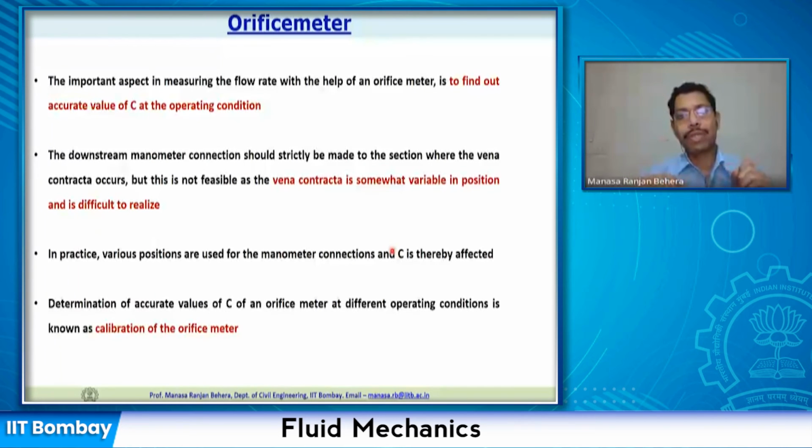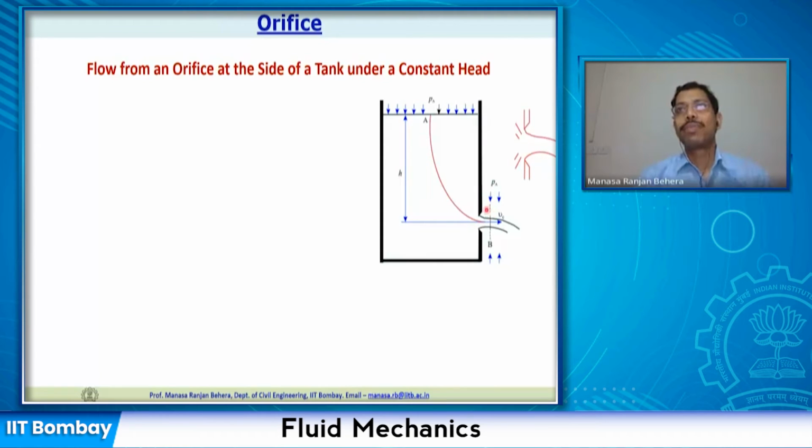Now the same orifice, that circular hole, can also be installed in a tank. When it is installed in a tank, you have an opening here which can also be called an orifice, but we are not calling it an orifice meter. We are just calling it an orifice. When it is installed in a pipe, we call it an orifice meter. The orifice here can also measure the flow from the tank if it is left open. So consider the flow from an orifice at the side of a tank under a constant head.